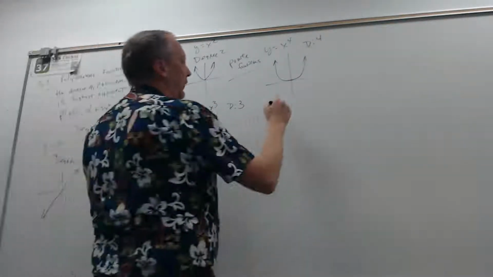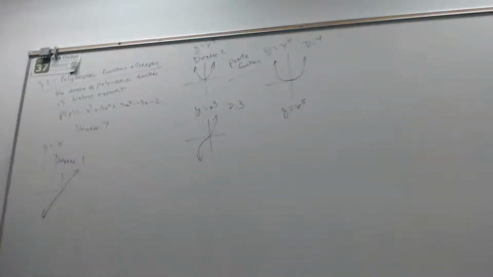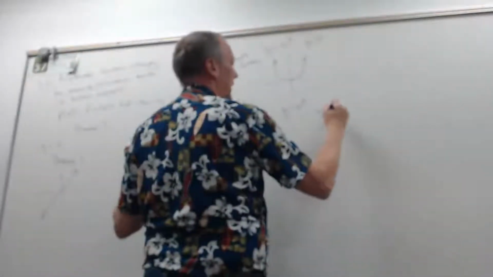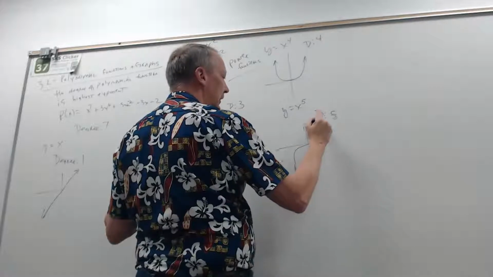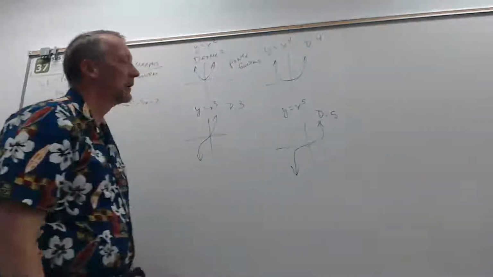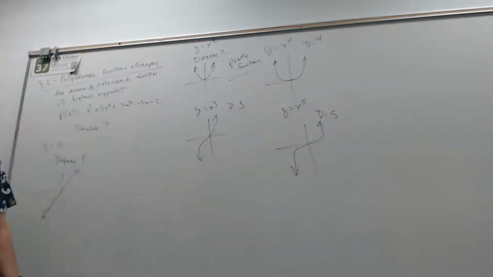Y equals x to the 5th. Okay? Let's pick on Berkeley. 5. Degree is 5. And it's a boxy snake. That's a good way to put it. Okay. So the bigger your degree, the flatter these things get, okay?